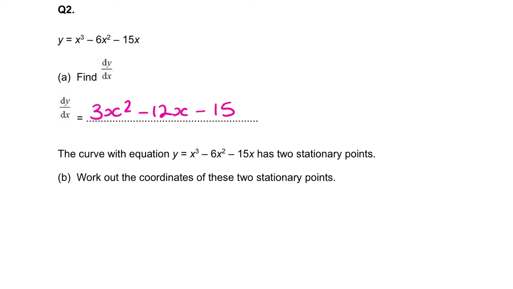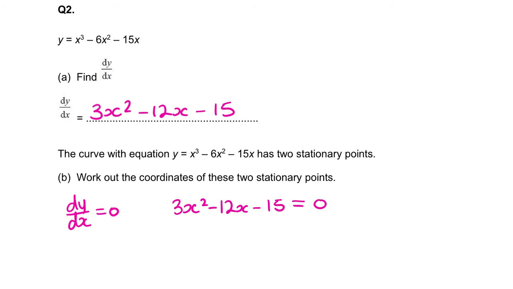Okay, let's have a look at this one. The curve with this equation has 2 stationary points. What does it mean if we have 2 stationary points? A maximum, minimum. Yeah, we probably have a maximum and a minimum, okay? And what do we know about if we have stationary points, turning points, maximum, minimum? It means the gradient function equals 0. So that actually means that 3x squared minus 12x minus 15 equals 0.